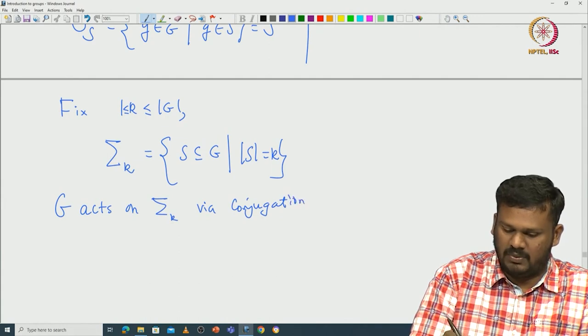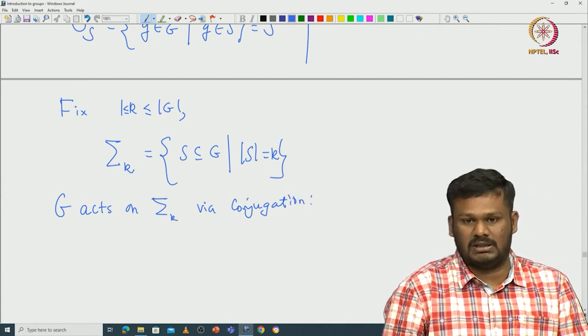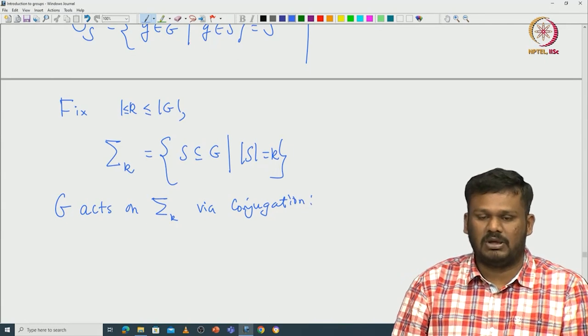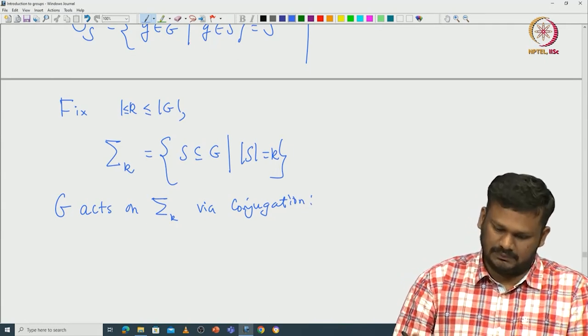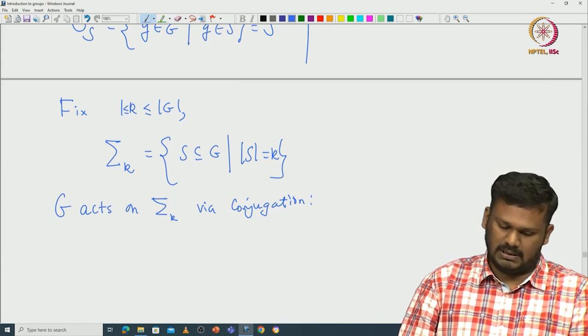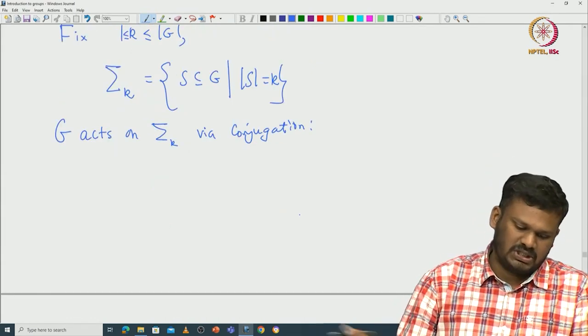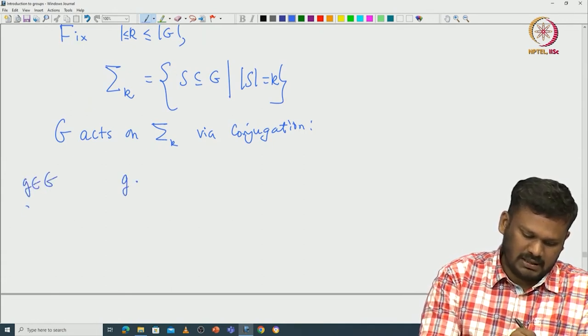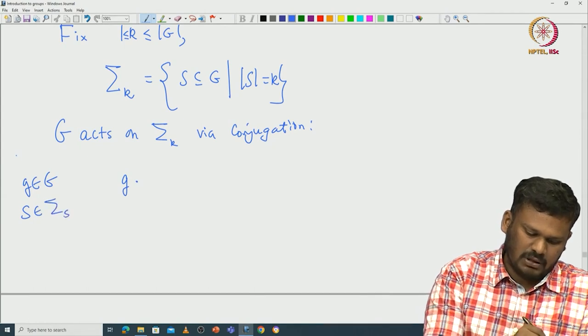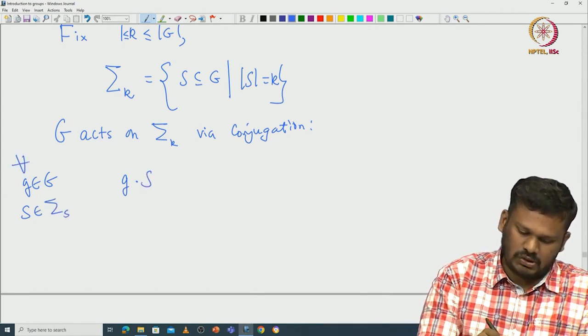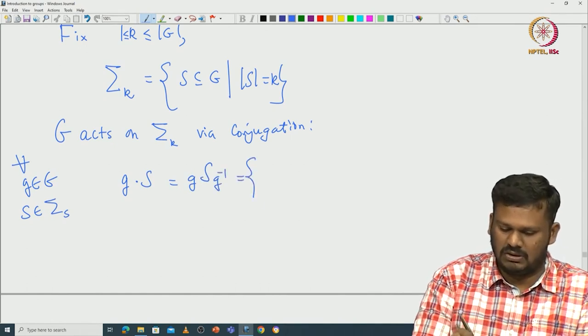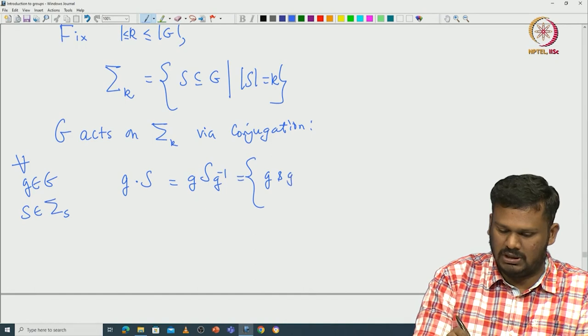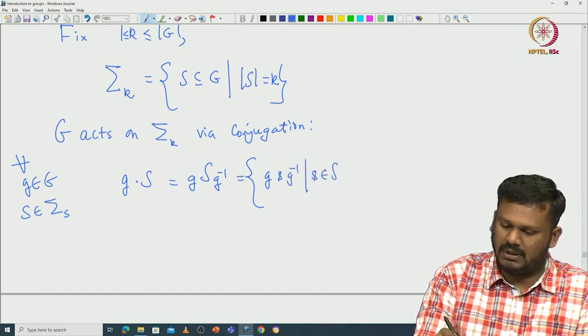So, these two are very powerful things. One is left multiplication, another one is conjugation. Again, we also have right multiplication, but that is similar to left multiplication. So, how does G act on sigma K via conjugation? As before, start with some element g in G and some element S in sigma K. Then define g dot S to be just g S g inverse, the conjugate of S.